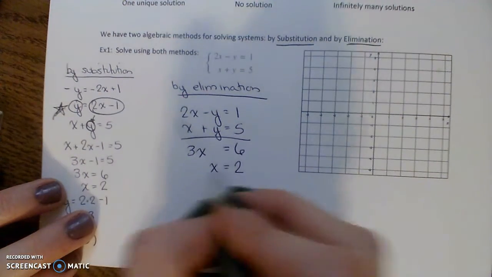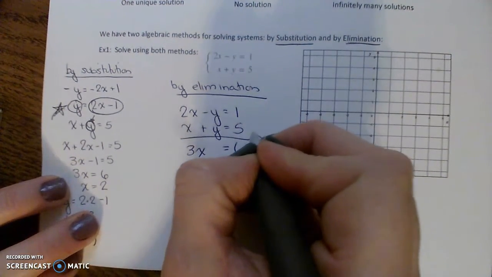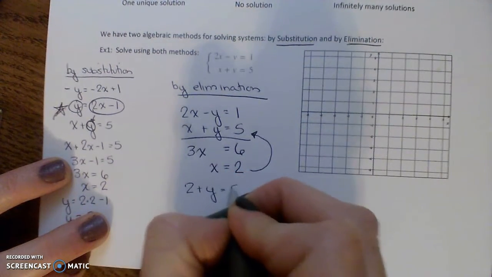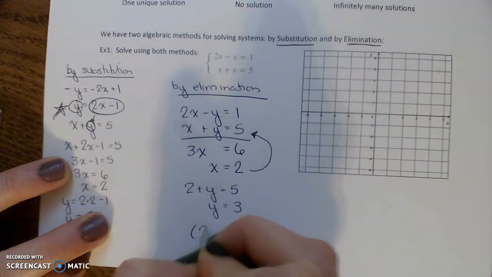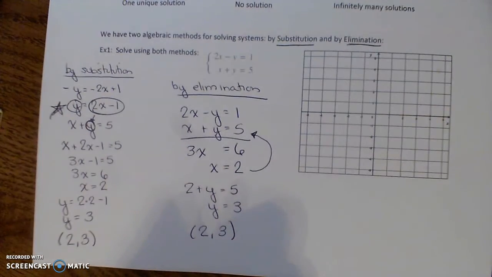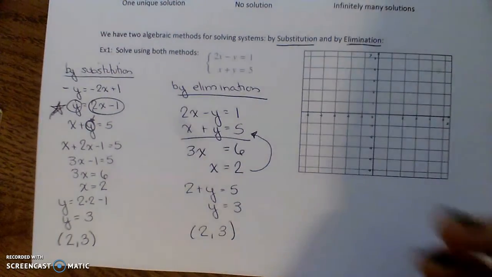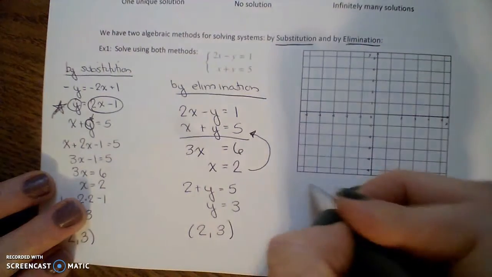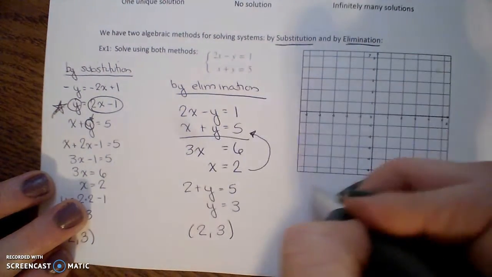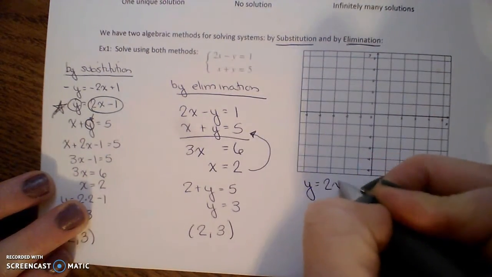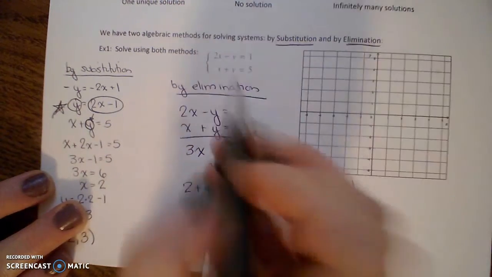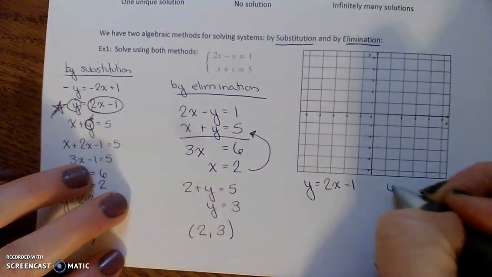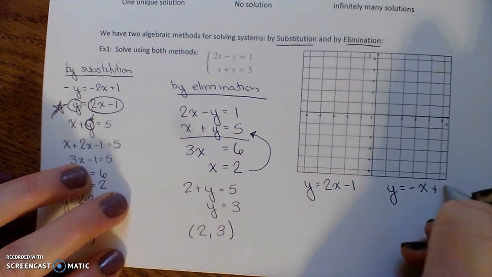And then you just have to plug this back into either of these two equations to solve for y. So 2 plus y equals 5. y will have to be 3. And now we get our solution, (2, 3). So either method works. Something I want us to notice about these two equations: 2x minus y equals 1. If I solve for y here, we get y equals 2x minus 1. And the other equation, x plus y equals 5, if we solve for y, subtract x from both sides, we get y equals negative x plus 5.